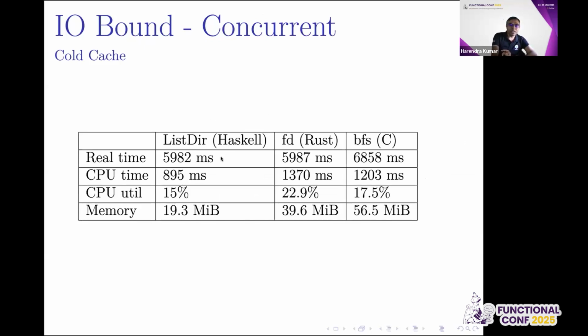Now let's see the concurrent versions in IO bound cases. List-dir is taking 5.9 seconds. FD is similar time. BFS is taking more time. Now, if you see CPU time, list-dir is taking much less than FD. The CPU utilization is 15%. FD's CPU utilization is 23%. If you look at memory, list-dir is taking 19 MB and FD is taking 40 MB.